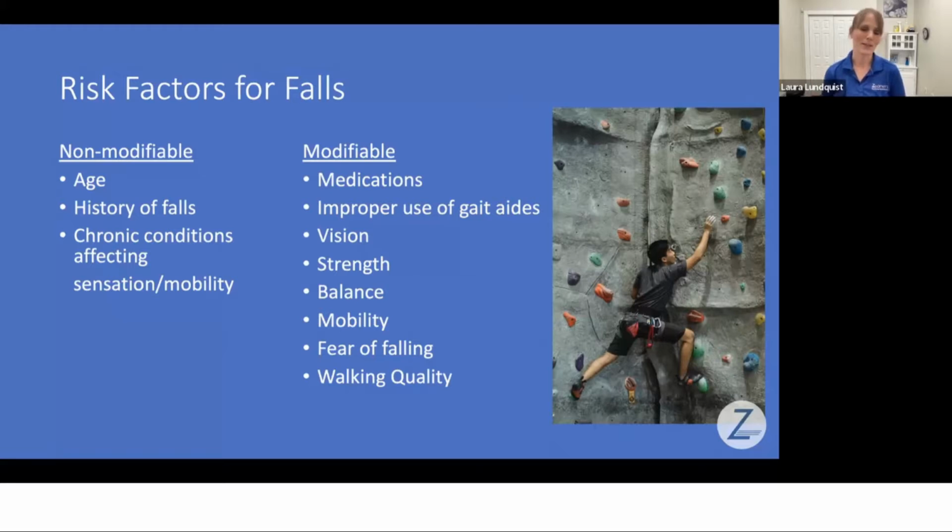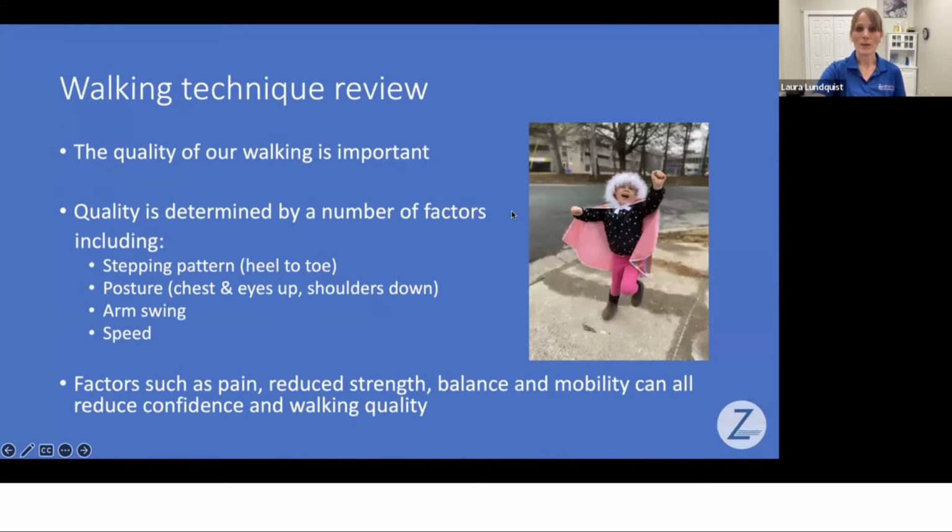And then we get into the meat and potatoes of what we're going to talk about today. And so that is our strength. It can be a risk factor. Our balance is a risk factor. Our mobility, our ability to be agile and flexible and mobile, is a risk factor. Our fear of falling or our confidence in ourselves is a modifiable risk factor for falling. And our walking quality, so how well we actually walk, can also be a risk factor, but it is something that we can positively influence. So the great news is that when we look at walking technique, we can, like I said, influence it.